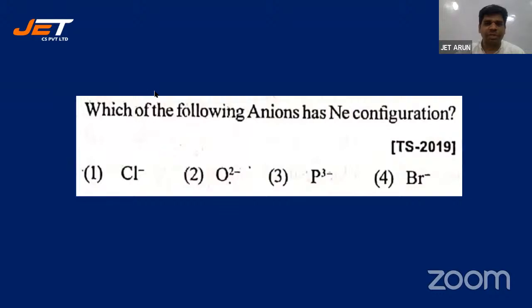Here, which of the following anions has neon's configuration? Neon's electronic configuration. Which of the following anions has neon's configuration? Good, make an attempt. Yes, almost everyone is right this time. 2. Sai Charan says 3. Vaishali says 1.